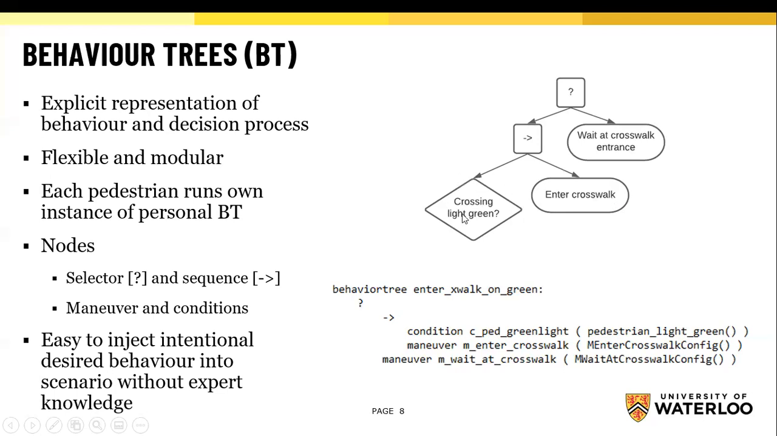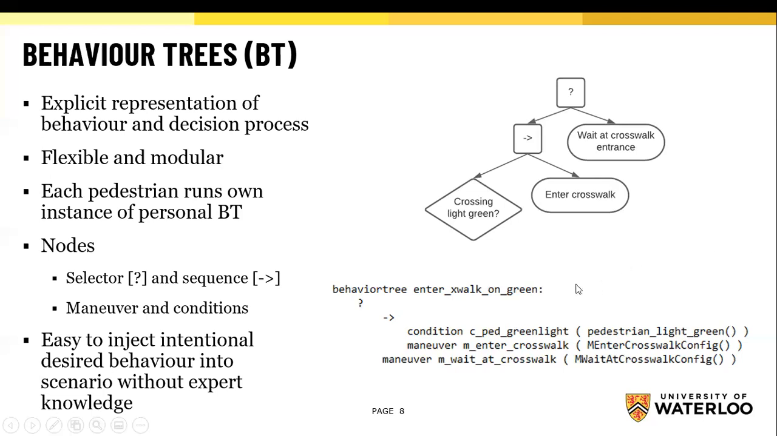Now, on the other hand, if the crossing light isn't green, if it's yellow or if it's red, then it returns failure. And since it's a sequence, it returns failure back up to the root, travels over to the other option, the other maneuver, which is wait at the crosswalk entrance, which returns success and ultimately is the maneuver that's selected. So that's a quick, simple example.